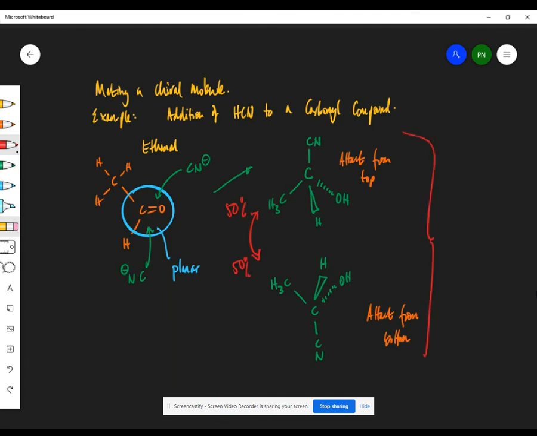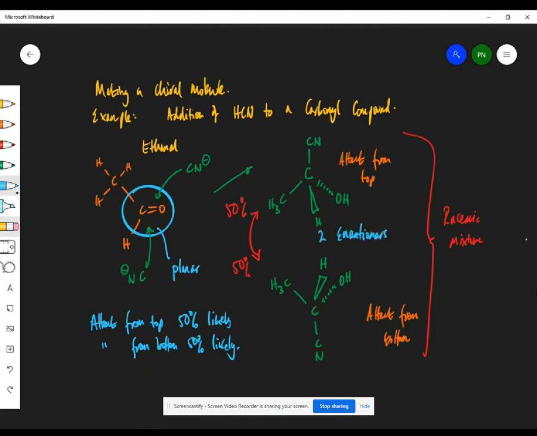Why is that? Because it attacks from a planar position, and it's just as likely to go from the top as the bottom. And a 50-50 mixture is known as a racemic mixture. So if we attack from the top, we get 50% likelihood, and if we attack from the bottom, we get 50% likelihood. So we get a 50-50 mixture. Now, these two optical isomers that I've made here, the special word for that is enantiomers, and we get two enantiomers. They're just optically active isomers.